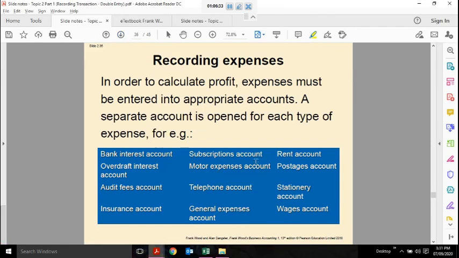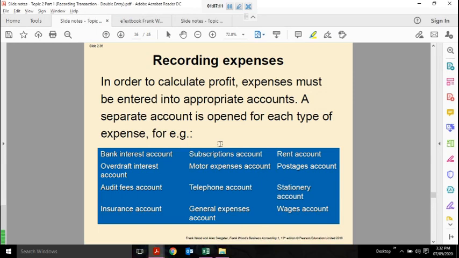Okay, now recording expenses. In order to calculate profit, expenses must be entered into appropriate accounts. A separate account is opened for each type of expense, so you should be able to appreciate whether this is expenses or this is profit. So, bank interest account. These are among the examples. Usually the bank charges the interest. Bank interest is our expense. Overdraft interest is also an expense.